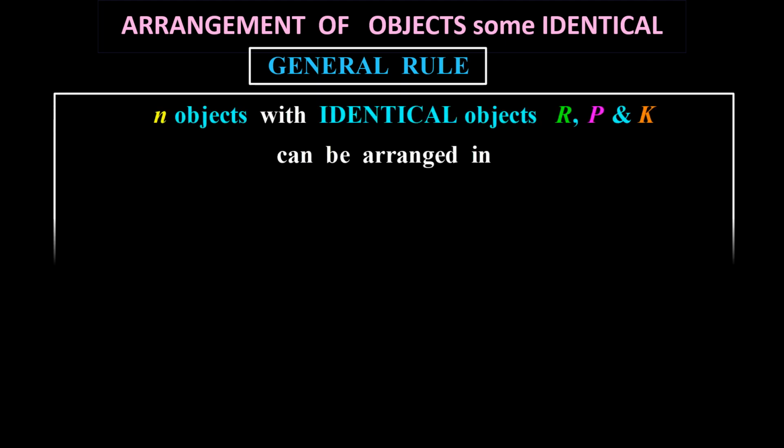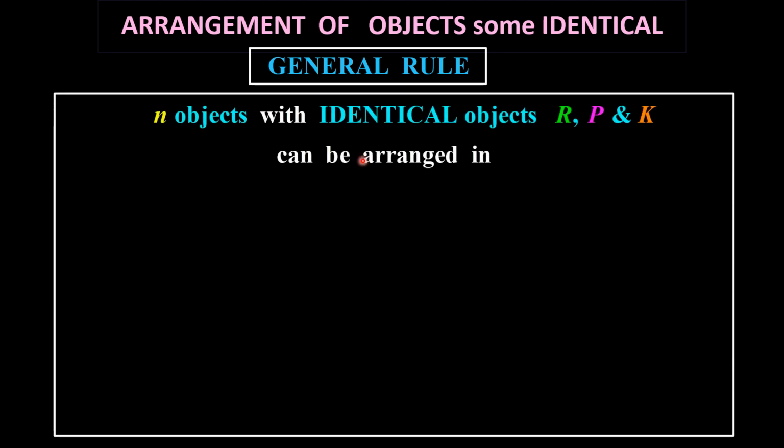Now let's formulate a general rule for arrangement of objects where some of the objects are identical. So if we have n objects, and object R where there's some repetition, and object P where there's some repetition, and object K where there are some identical, right? There could be more than one K. How can they be arranged? We then have n factorial, that's the number of objects, divided by small r factorial and small p factorial and small k factorial.